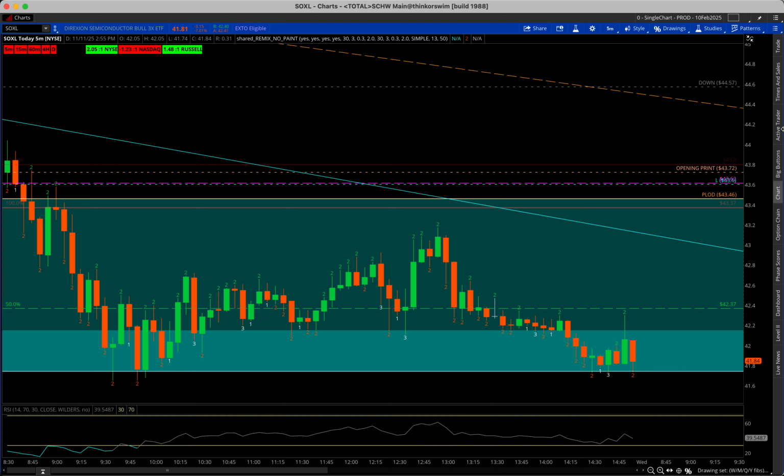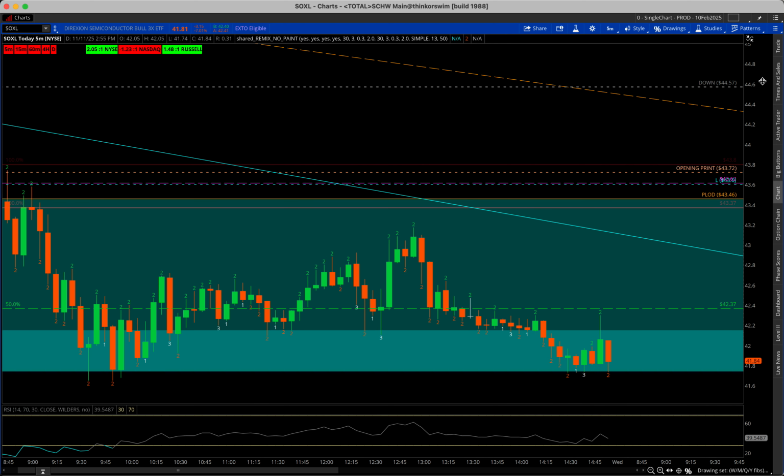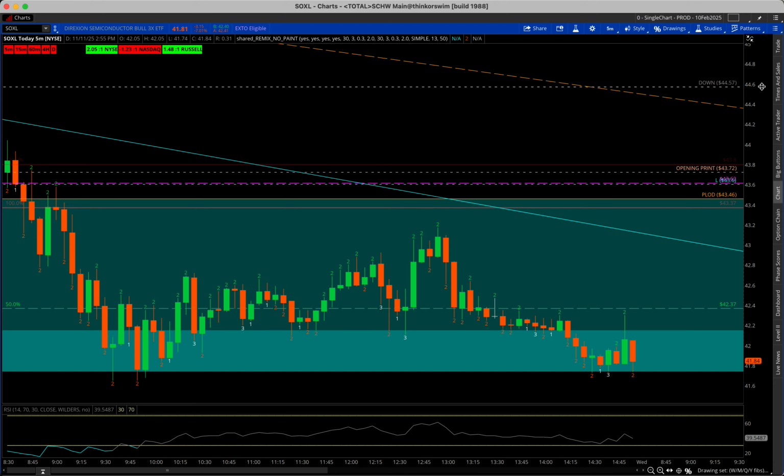So just looking at the chart, the major levels in play here today, of course, overnight low, which is basically last week's 50% level. That's this purple dashed line. The opening print, that was the first traded price of the day. And the previous day's low, which is 43.46, which is at the top of the gap here. So you can see we opened with a gap down, basically at yesterday's lows.